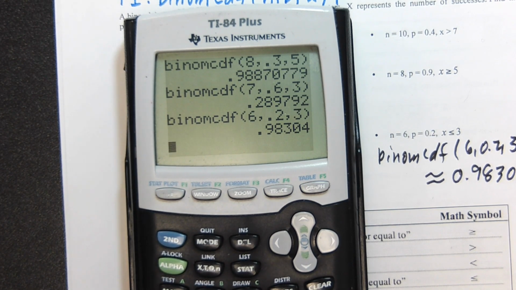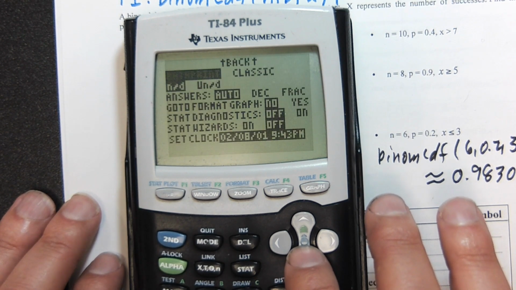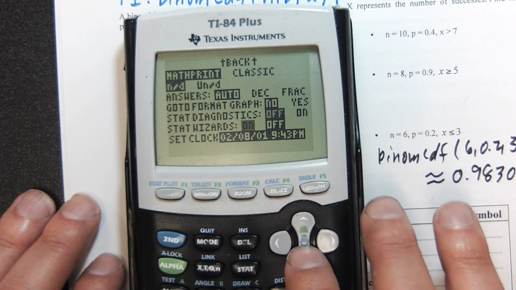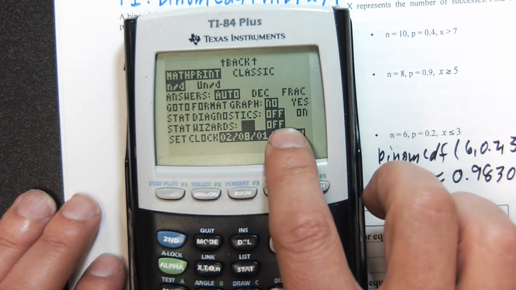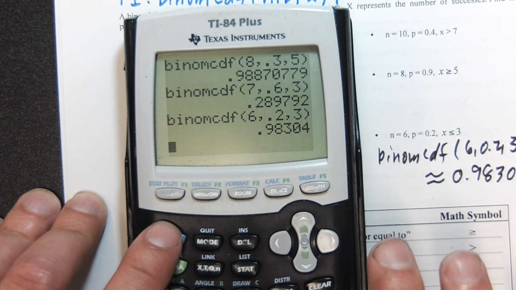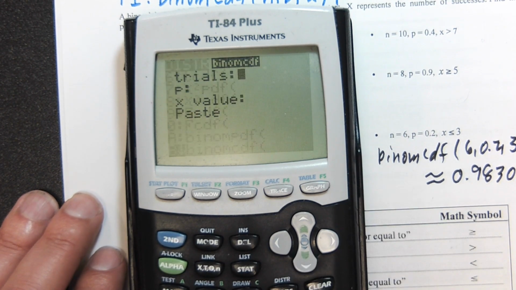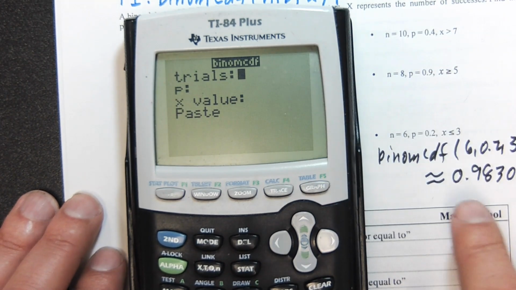I want to show you, there's another interface. If you go to mode, and this is only the newer ones can do this. So you see the stat wizard, I have it turned off. I like it turned off, I prefer that. If you turn it on, then the interface is quite different. So it actually sets it up like this.